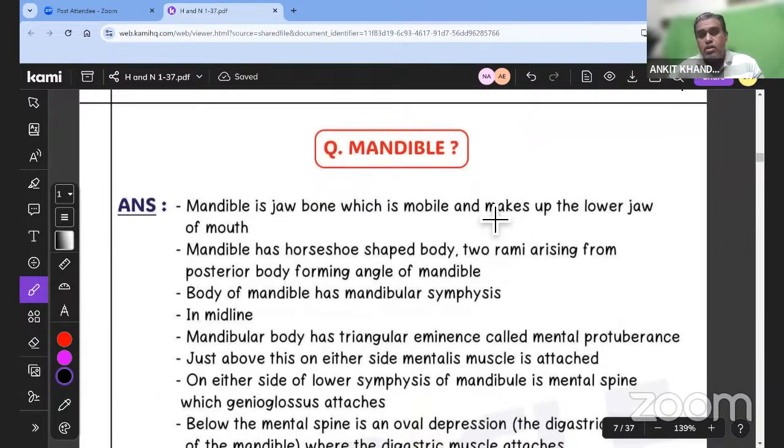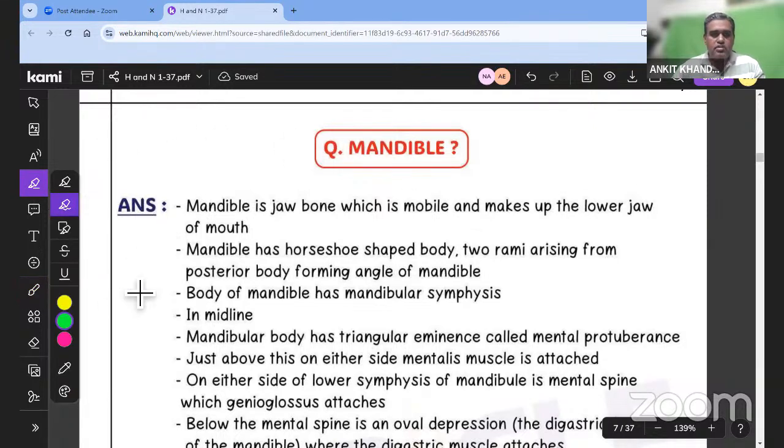Now let us move to the very, very important lower jaw bone, that is the mandible bone. It is important, obviously, right? Now let us highlight some important parts from the mandible bone. It is a jawbone which is mobile. Open your mouth, close your mouth. You can move it sideways as well. This is a mobile bone, right? That is the mandible, lower jaw.